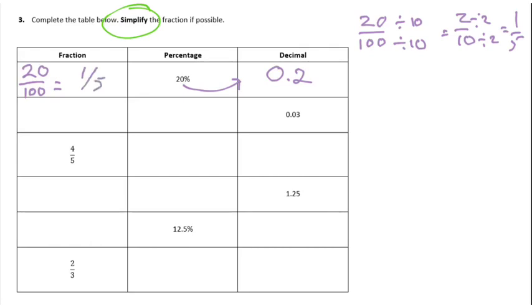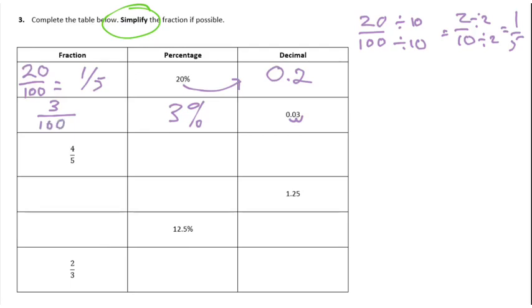The next one, I've got a decimal of 0.03. To turn that into a percentage, I'm going to take that little decimal point and move it over 2 spaces. So that's going to become 3%. To turn that into a fraction, 3 per 100.